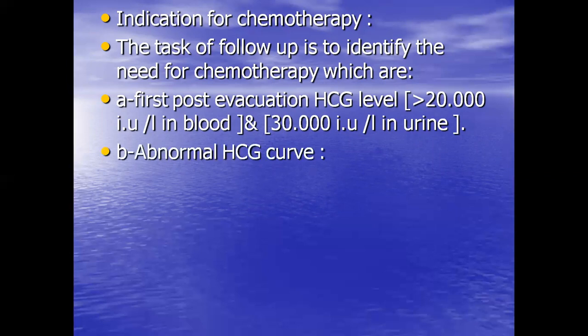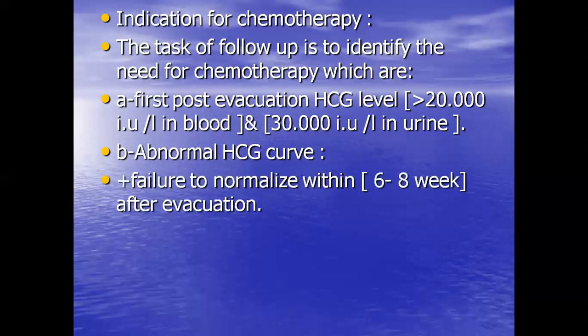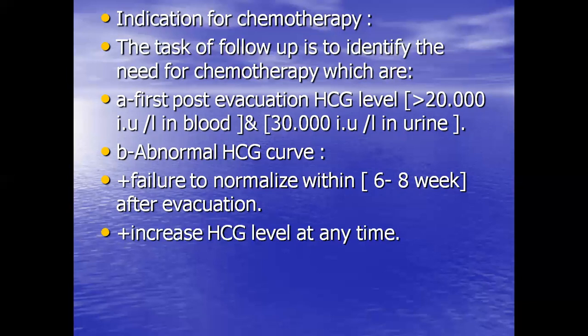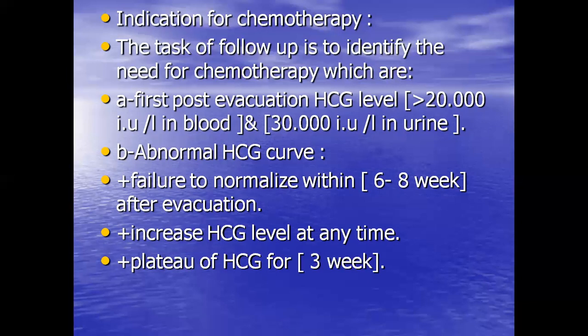Abnormal HCG curve: we mentioned at the beginning of the lecture that normalization should occur within 4 to 6 weeks after evacuation. So failure to normalize within 6 to 8 weeks after evacuation is an indication. An increase in HCG level at any time means the tumor has started to recur. Plateau of HCG for 3 weeks means the cancer cells are strong.